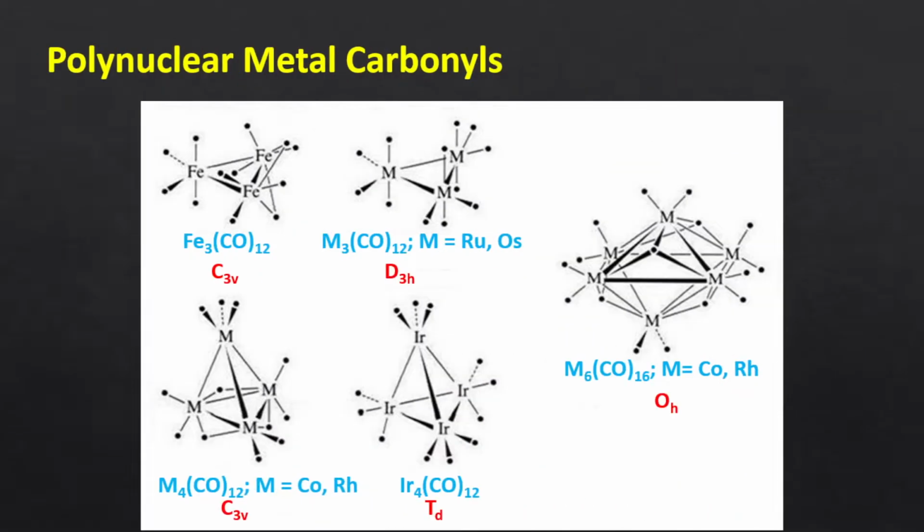The third category is the polynuclear carbonyl complexes. The trinuclear carbonyl complexes of iron has 2 mu2 bridging ligands, while the trinuclear carbonyl complexes of osmium and ruthenium have no bridging ligand. The tetranuclear carbonyl complexes of iridium has no bridging ligand, while the tetranuclear carbonyl complexes of cobalt and rhodium have 3 mu2 bridging ligands. The hexanuclear carbonyl complexes of cobalt and rhodium have 4 mu3 bridging ligands.